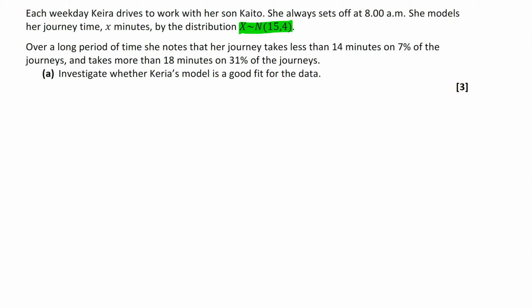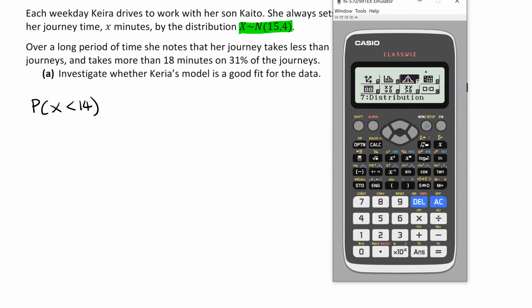Now, for her journey times, 7% of them are less than 14 minutes, and 31% of them are more than 18 minutes. So what we're going to do is work out, if we use the normal distribution, if this model is a good fit, the probability that x is less than 14 should be close to 0.07. So let's check that now.